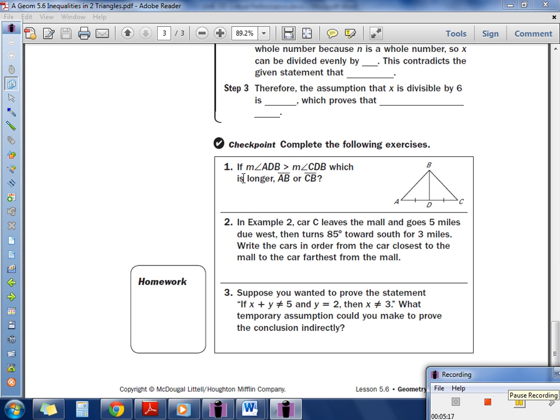I'd like you to now try out checkpoint number 1. Read it carefully. It shouldn't take long if you understand the concept.